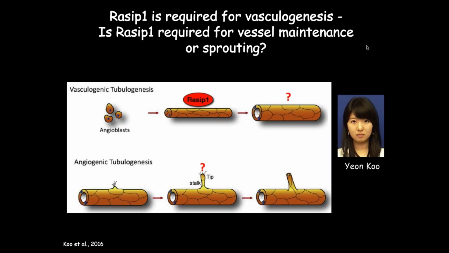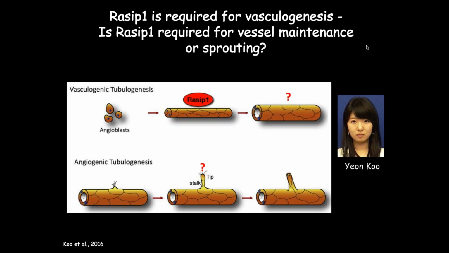So just in these last few slides here, and I'm wrapping it up, I'm a little bit over time. Why does RAS-IP1 matter? We contend, and this was work of Yan Ku here, that it's really important for formation of these early tubes. And what I've discussed up until now is vasculogenic tubule formation in these early cords. But what Yan wanted to do was to test whether or not it was also required during angiogenesis, which is the sprouting of new tubes.